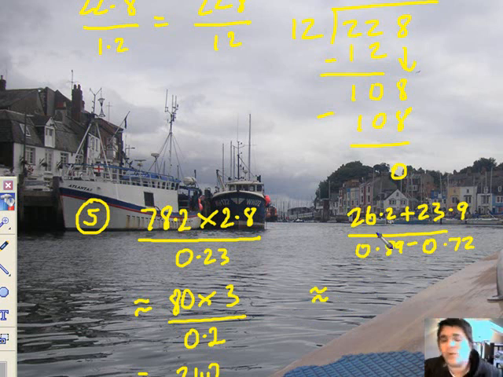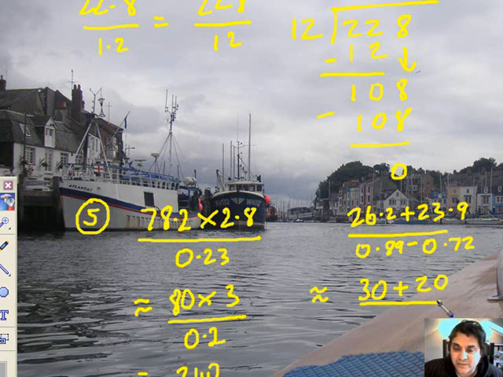26.2. You see what I mean? We've got to call that 30, haven't we? Got to call it 30. And 23.9, it's fair to call that 20. But really, don't you want to call that 25? Don't you want to say that's roughly 25? Don't you want to say 25 and 25 is roughly 50? But look, as it turned out, 30 and 20 is still 50 anyway.